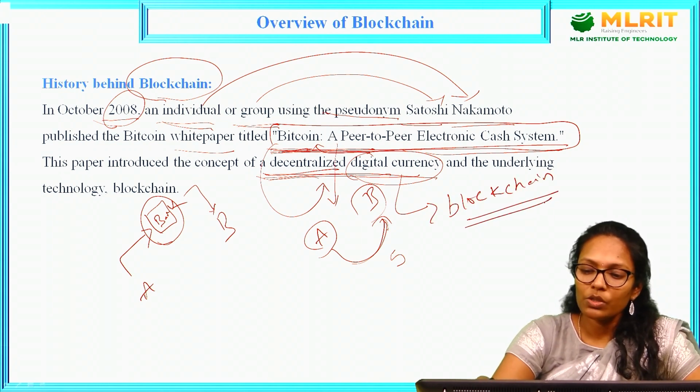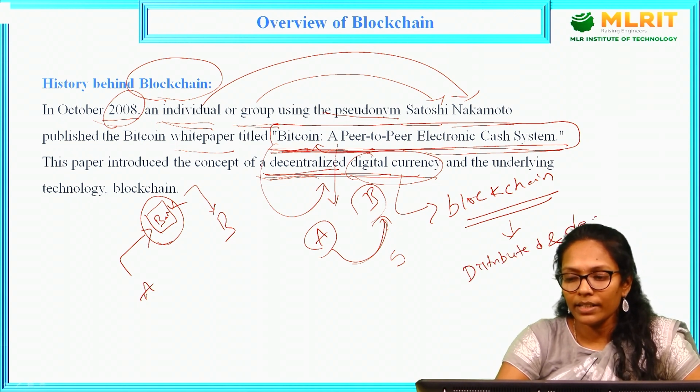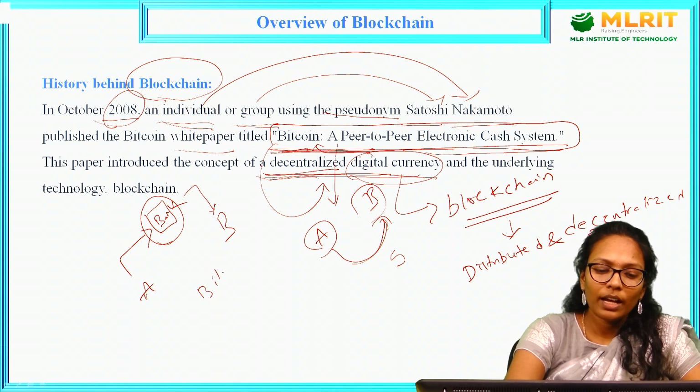Which will also follow the same technology, that is, distributed and decentralized. So here we need to observe the difference. Bitcoin and blockchain are not the same.